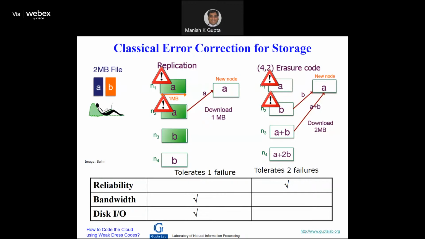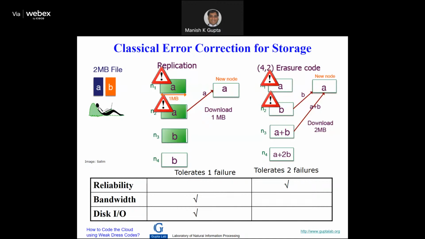If 2 nodes fail, then also I can recover by solving the equations, right? So this is providing better reliability because it tolerates 2 failures. This scheme tolerates 1 failure. This scheme tolerates 2 failures. But of course, the computational overhead is there in this case, right?